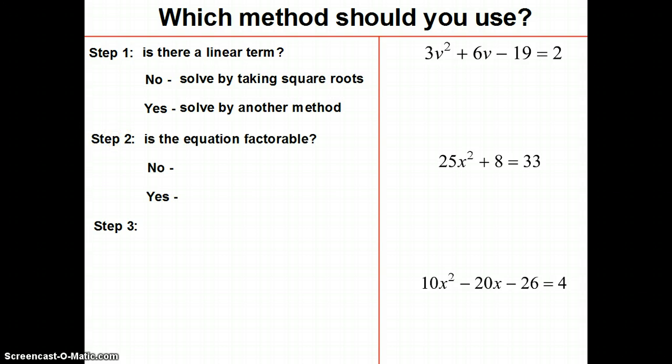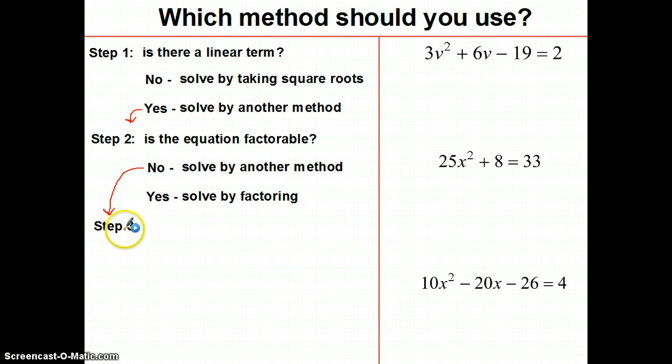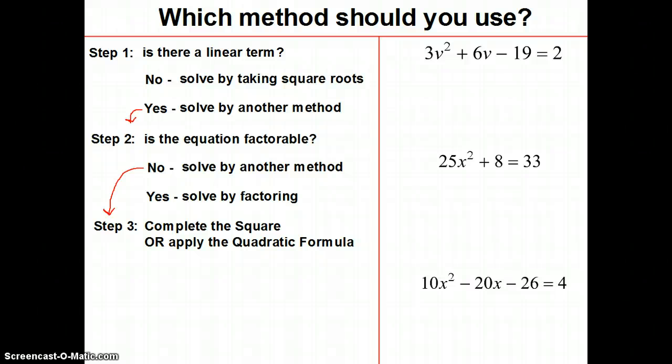Step 2. If we cannot solve by taking square roots in step 1, then we move on to step 2, which would be factoring the equation. If the equation is factorable, then we solve it by factoring. However, if it's not factorable, then we solve by another method, and that would bring us down to step 3. Your last option would be to complete the square or to apply the quadratic formula.